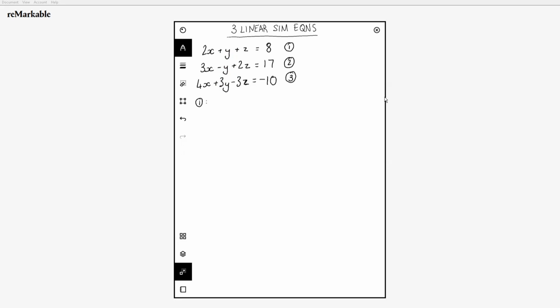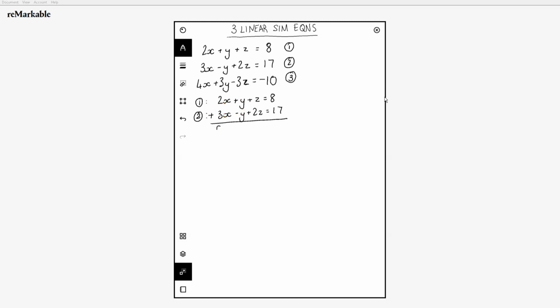So equation 1, and we don't need to change them because they're both y values anyway. They're the same order of magnitude. So 2x plus y plus z equals 8, and equation 2 is 3x minus y plus 2z equals 17. And we've got to go, okay, do we add or subtract these equations to get rid of the y's? Well, if I do y plus minus y, then that's the same as y minus y, which gets rid of our y's. So we add them.